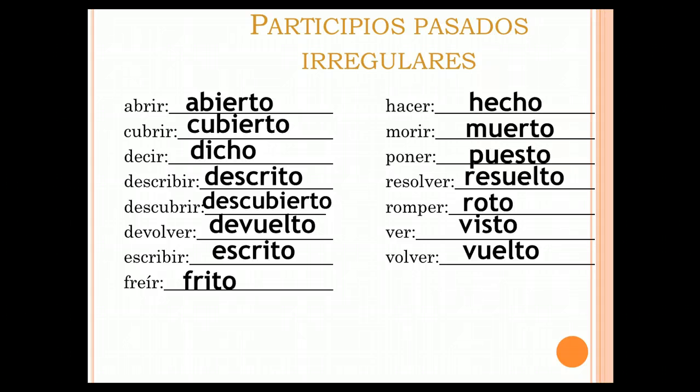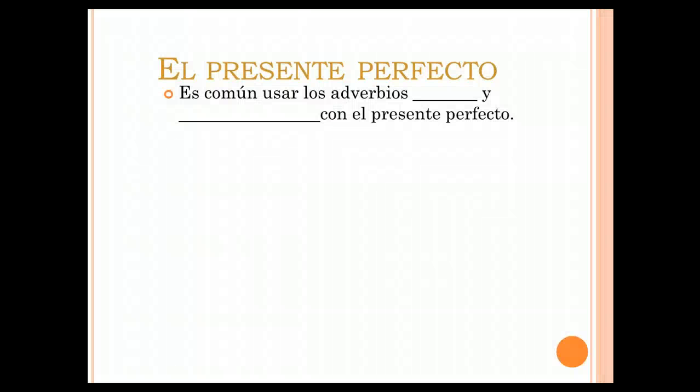Alright, so these are always going to be the irregulars. With these verbs, you don't take off the AR, ER, or IR and add ado, ido. This is going to be the past participle for the verb. And notice that volver is vuelto, devolver is devuelto. So they do follow the same types of patterns. Escribir will be escrito, and describir is descrito. So the prefix will still make it follow the same pattern.